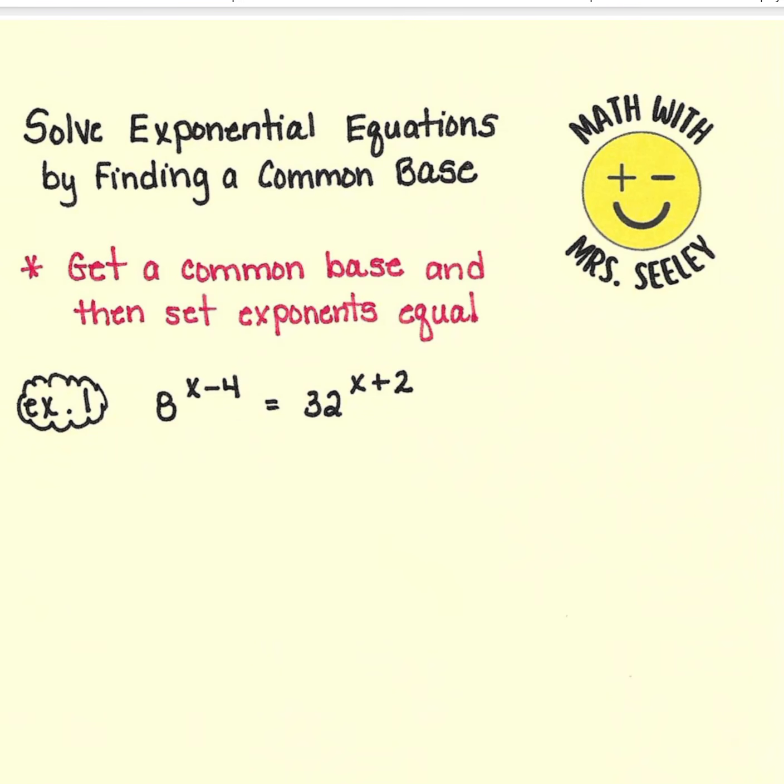To solve exponential equations by finding a common base, you first must determine what that common base is and then drop the bases and set your exponents equal. In this first example, I see an 8 and a 32, and I realize that they're both powers of 2.